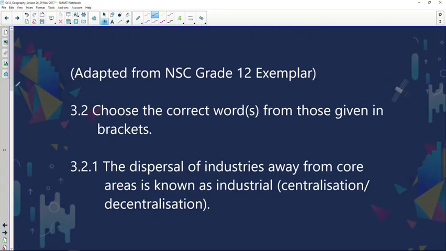Let's quickly have a look at our second short questions over there. 3.2, choose the correct word from those given in brackets. Now 3.2.1, the dispersal of industries away from a core area is known as decentralization. Because basically what happens is industries are dispersed and moving away, maybe because of too much pollution, maybe because of too much congestion taking place in that certain area. So they place the industry somewhere else.